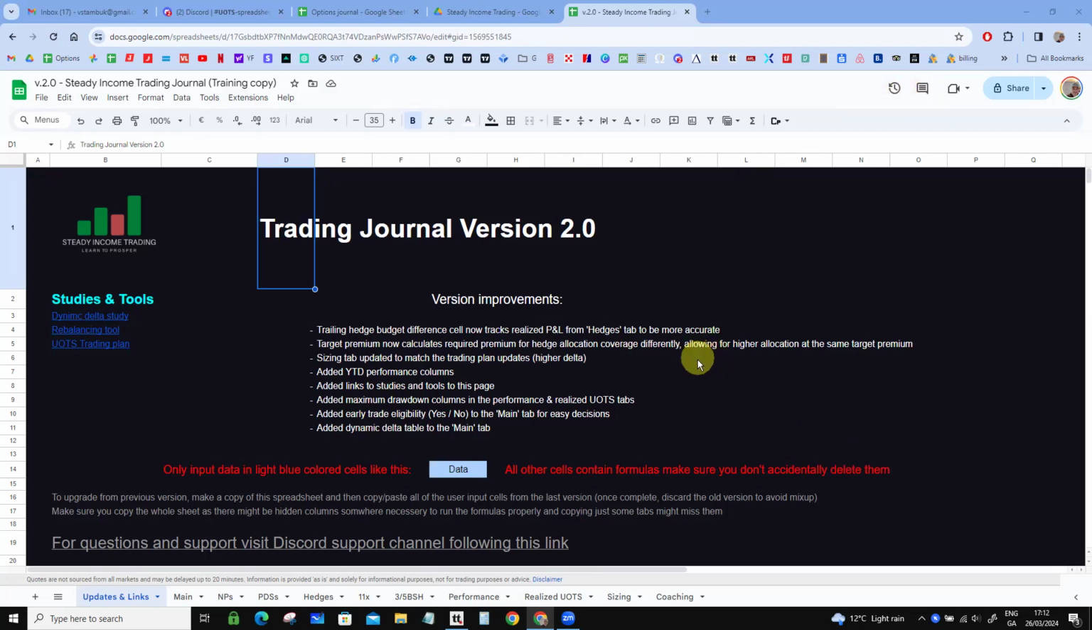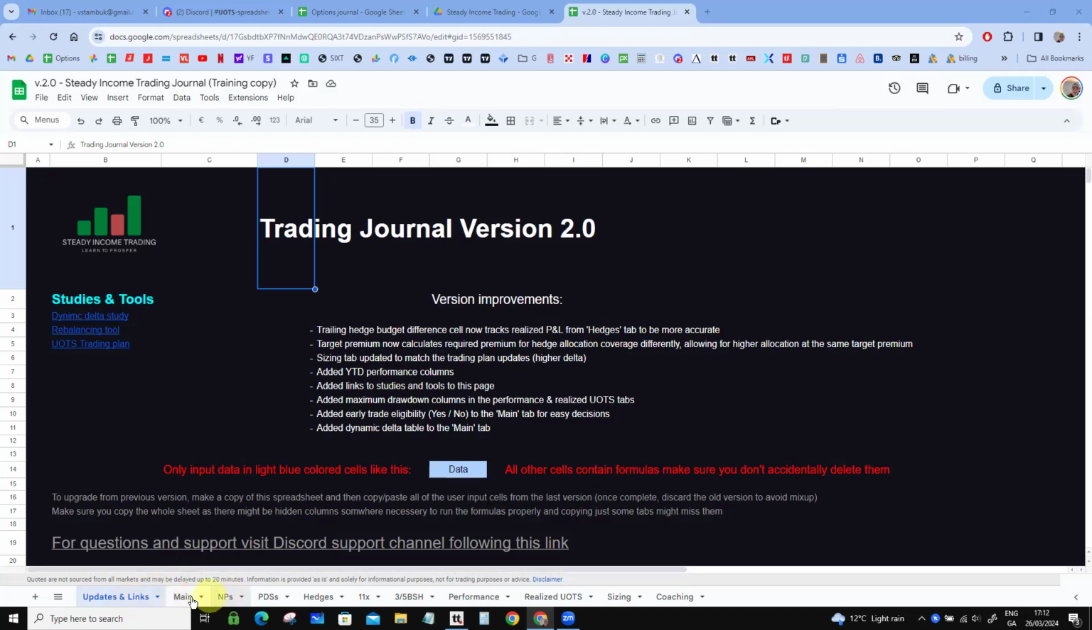The important thing to note is that this spreadsheet is custom built for the UOTS trading strategy and comes together with a trading plan with all the details and everything. But you can also use it to track some of your additional trades, and I'll go over that as well. Just wanted to point that out right off the start.